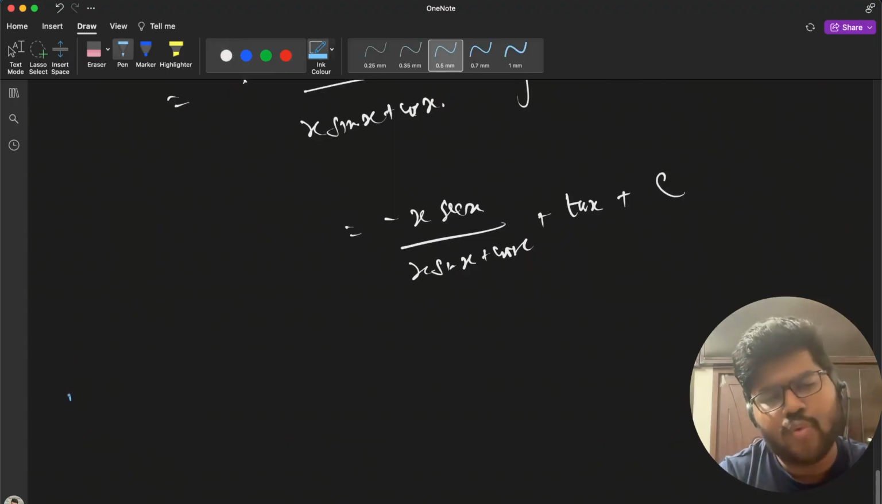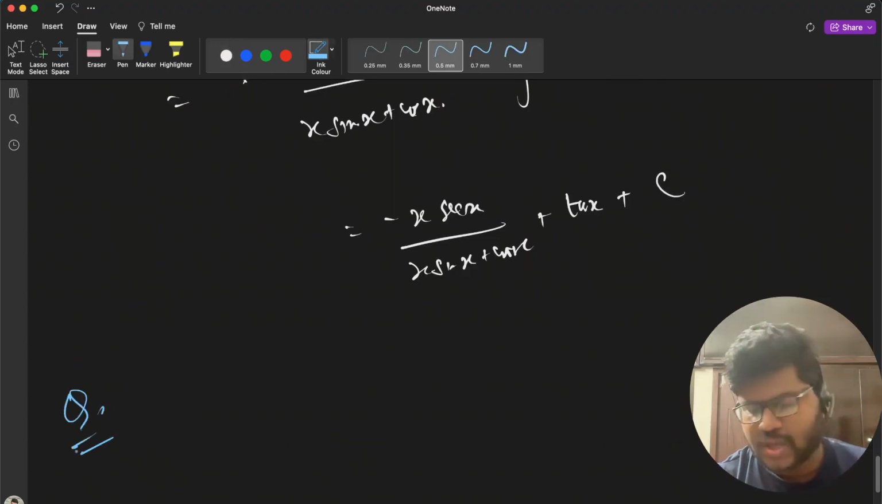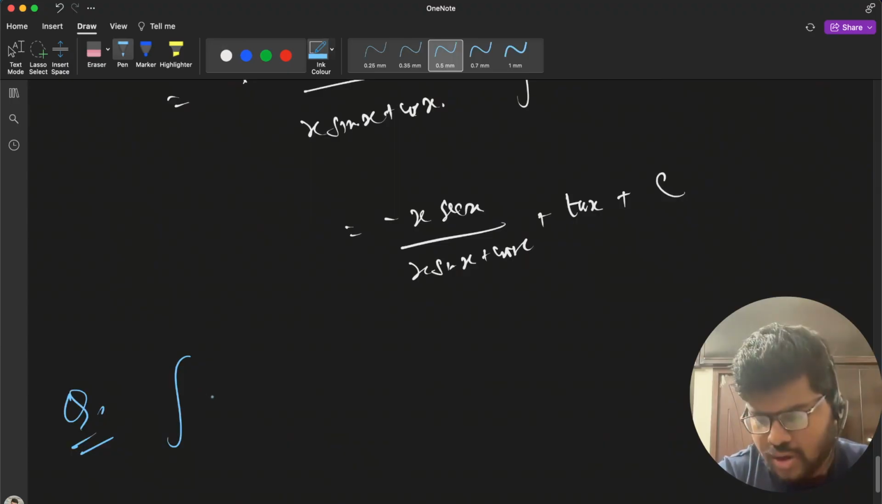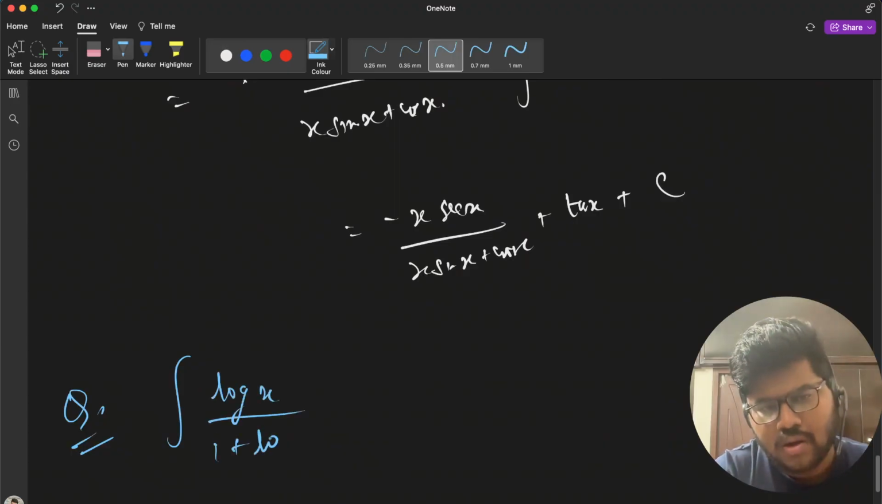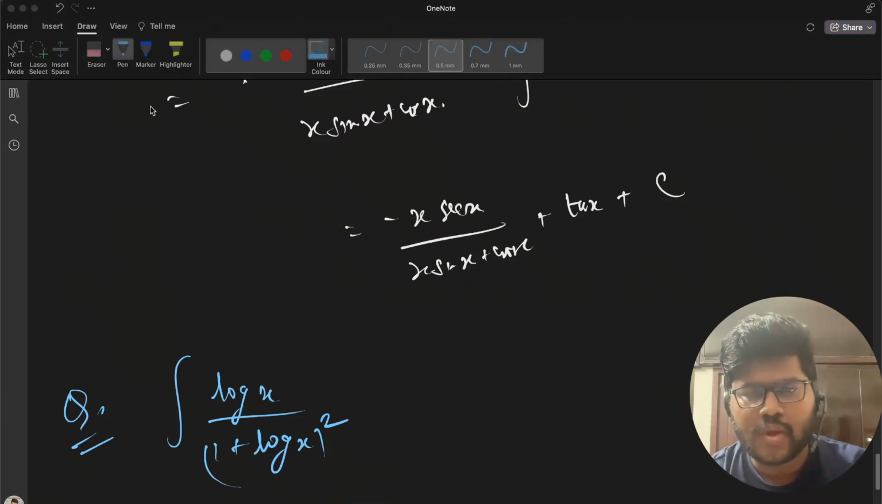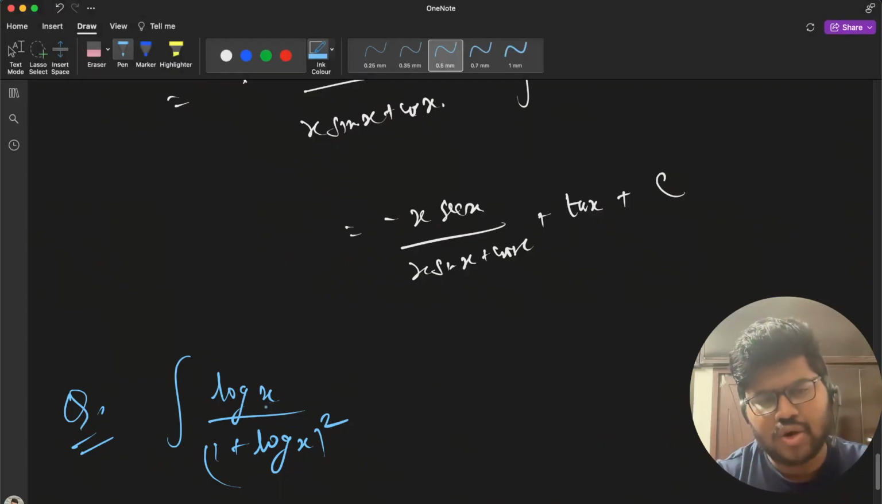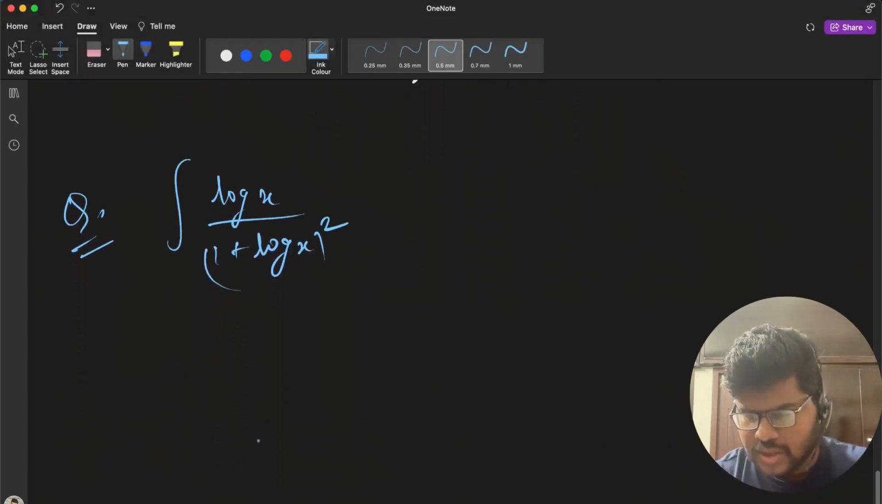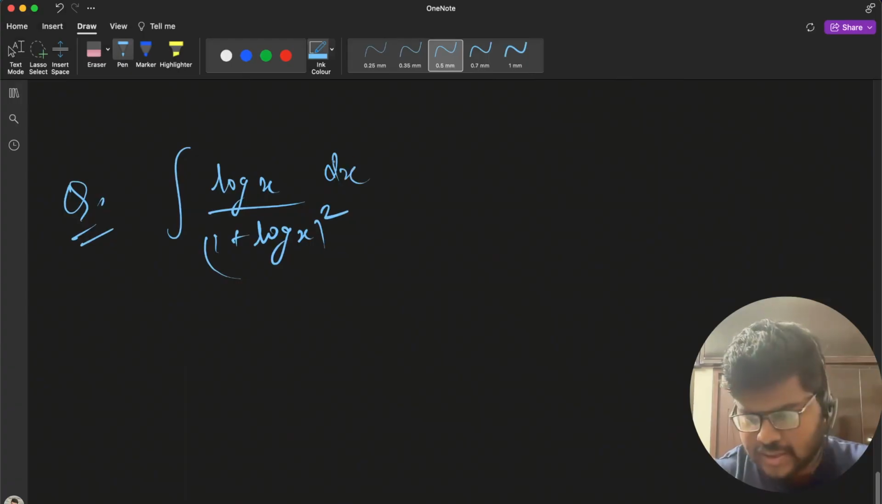Now let us see one more example and conclude the lecture. So integration of log x divided by (1 plus log x) whole square dx.